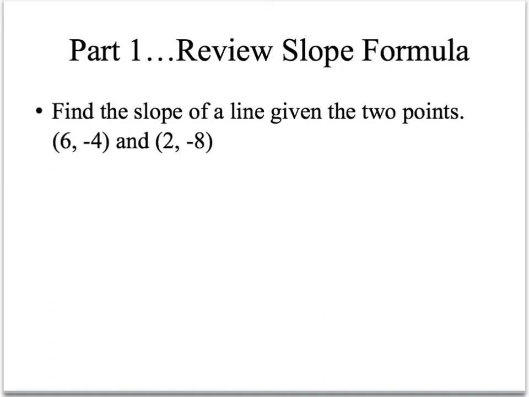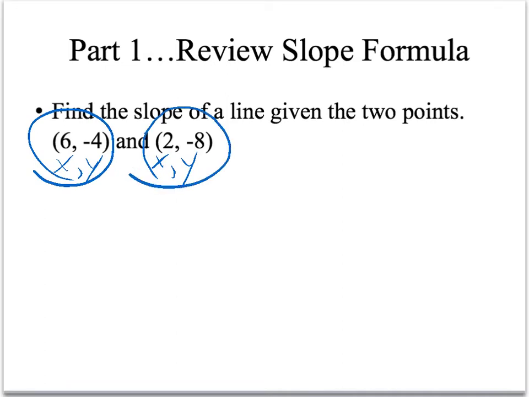We're going to find the slope of a line given the 2 points, 6, -4 and 2, -8. Again, this is my first point and my second point, just because that's the way they're listed. If we wanted to get very mathematically technical, it would be how they're plotted on a graph from left to right, because that's how we always read a graph. But we're going to stick with this consistency that the first point is our x1, y1, and the second point is our x2, y2.